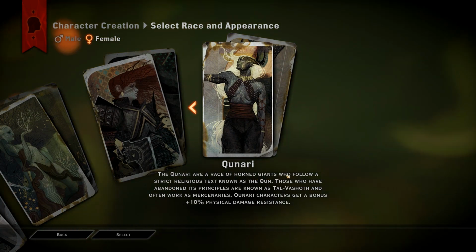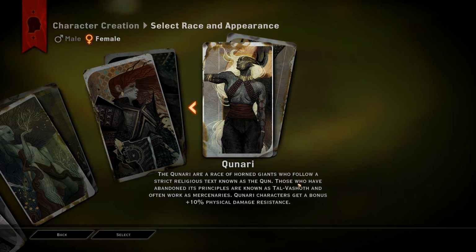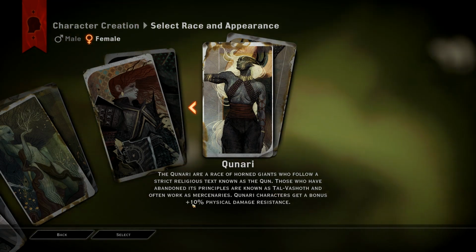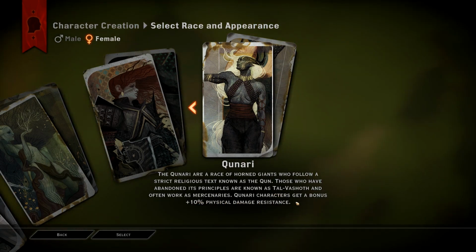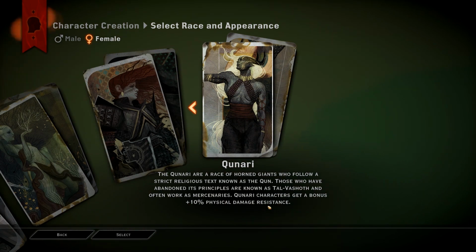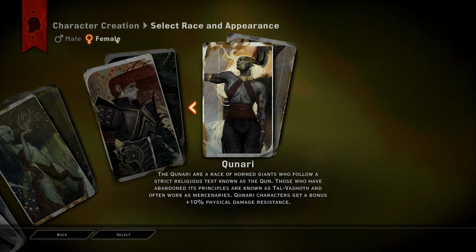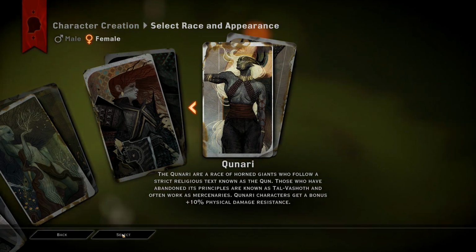The Qunari are a race of horned giants who follow a strict religious text known as the Qun. Those who have abandoned its principles are known as Tal-Vashoth and often work as mercenaries. Qunari characters get a bonus 10% physical damage resistance. And continuing the tradition from the first two games, we are going to play as a female character. So we'll select that.